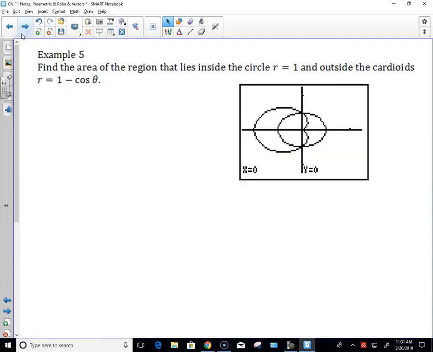Okay. I want you guys to think through this, yeah? Find the area of the region that lies inside the circle r equals 1. You guys see it, right? Where's r equals 1 in the picture? This one, right? Just a circle. r equals 1. Go up 1, back 1, down 1. Okay. And then what's my other shape? Cardioid.